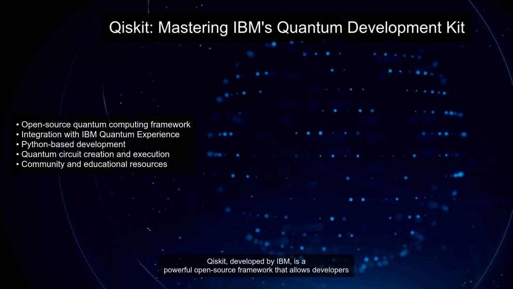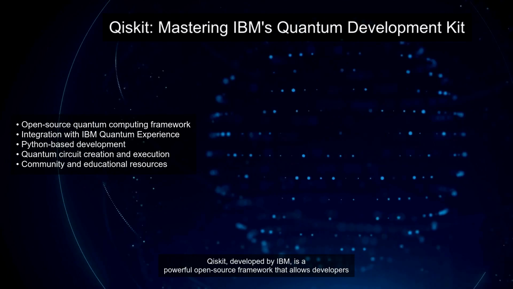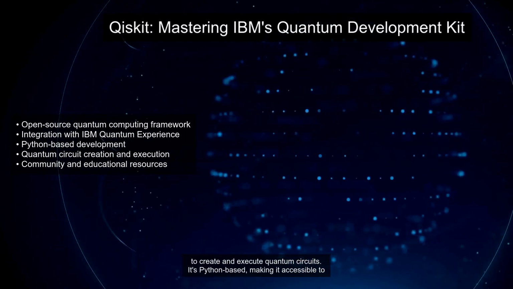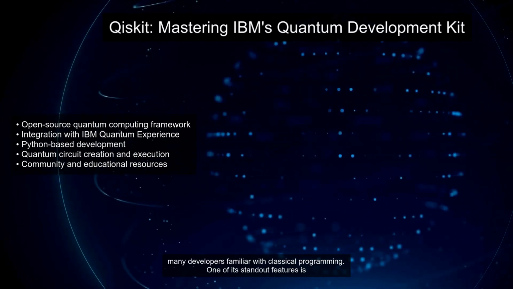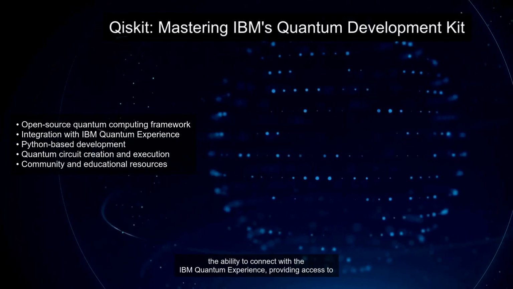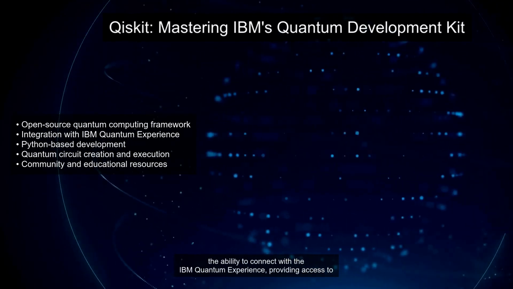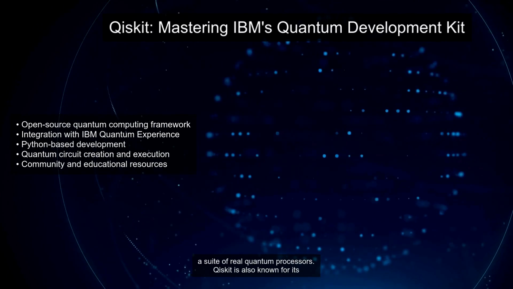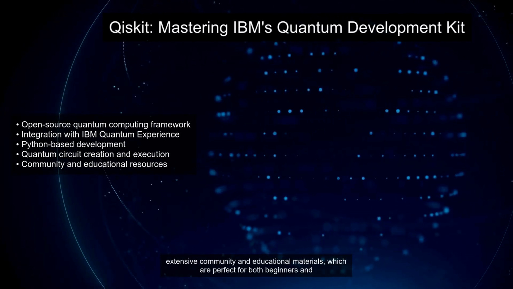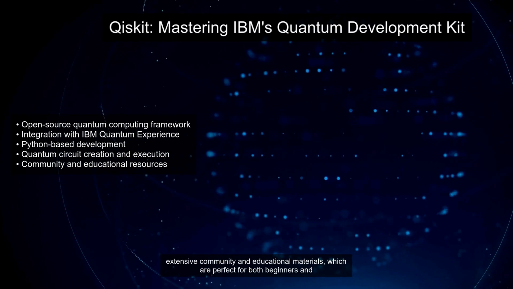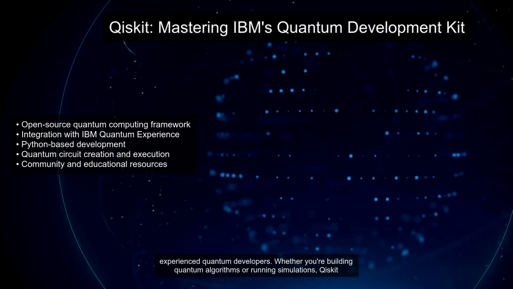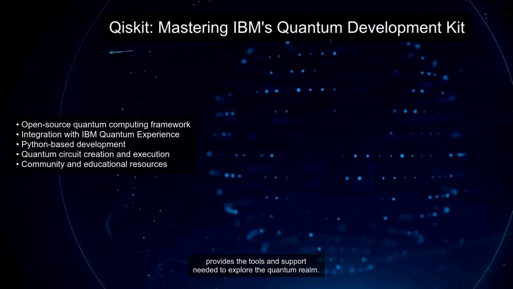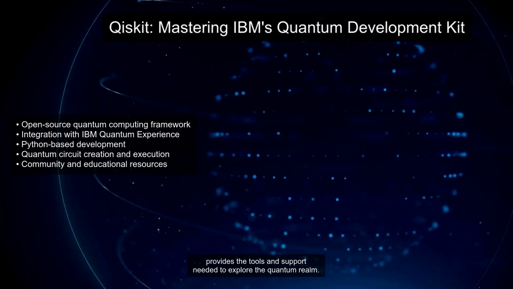Qiskit, developed by IBM, is a powerful open-source framework that allows developers to create and execute quantum circuits. It's Python-based, making it accessible to many developers familiar with classical programming. One of its standout features is the ability to connect with the IBM Quantum Experience, providing access to a suite of real quantum processors. Qiskit is also known for its extensive community and educational materials, which are perfect for both beginners and experienced quantum developers. Whether you're building quantum algorithms or running simulations, Qiskit provides the tools and support needed to explore the quantum realm.